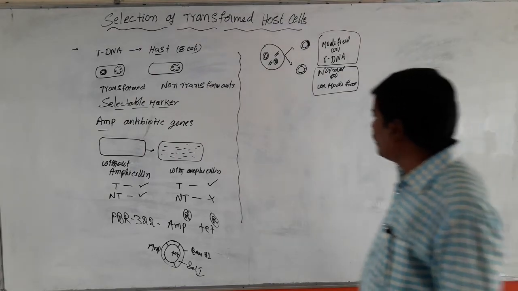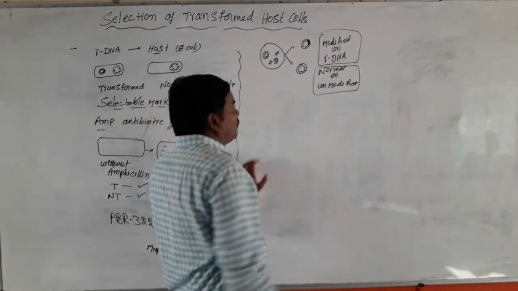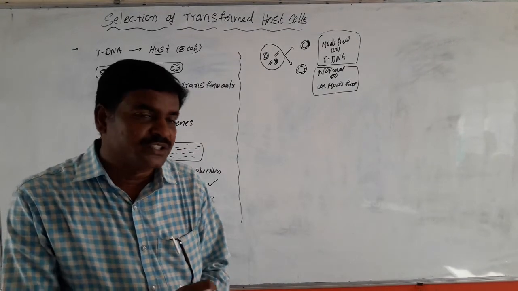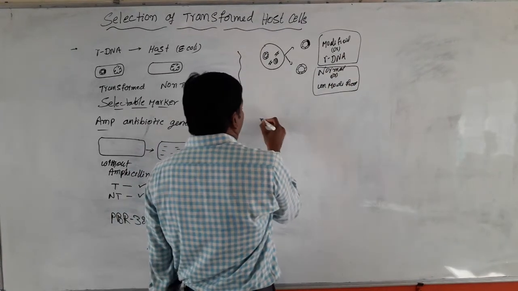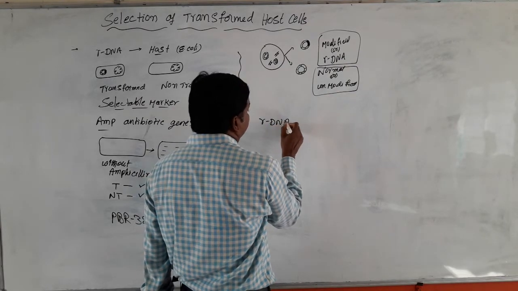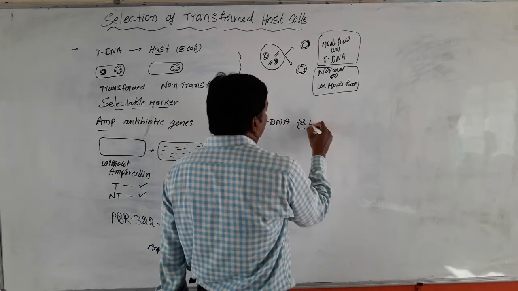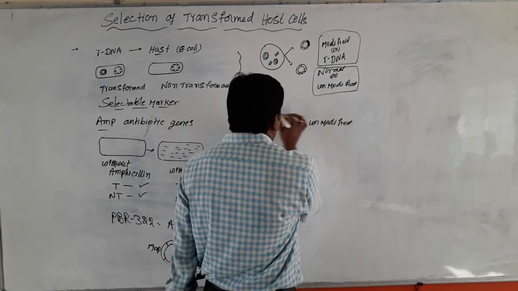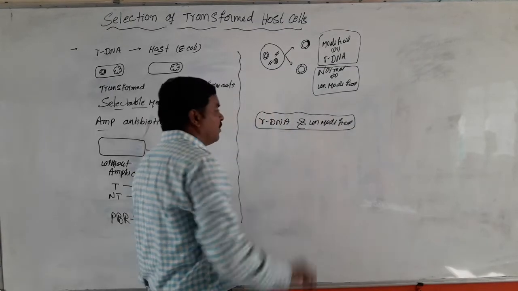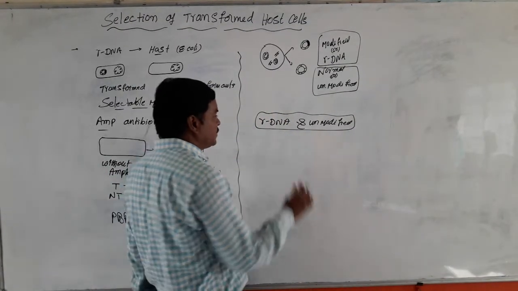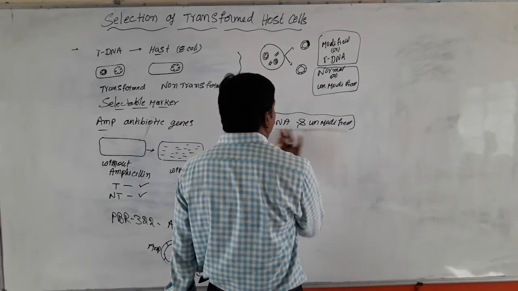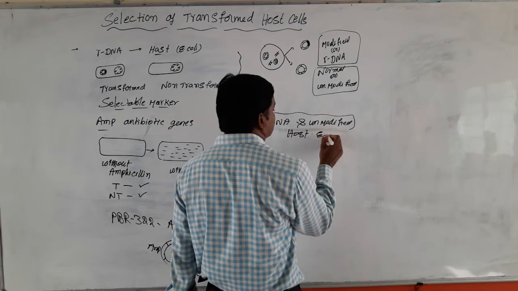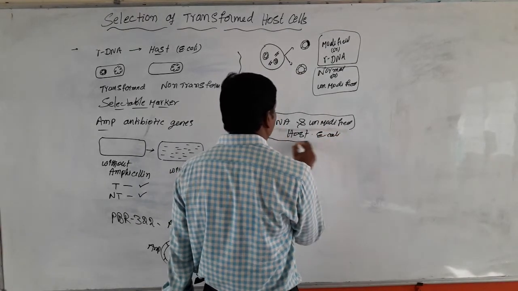Now these recombinant DNAs are inserted into the host. To insert into the host, first the mixture of recombinant DNAs and unmodified, means normal, plasmids is also incubated with host bacteria. Host, that is E. coli bacteria. Now they are incubated.